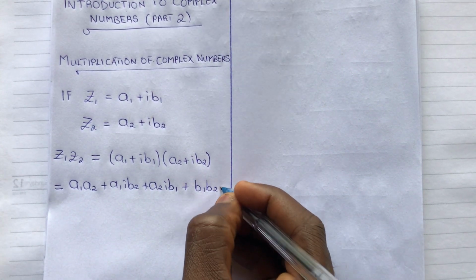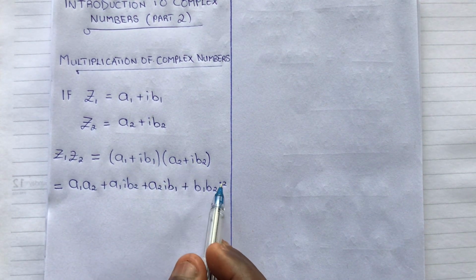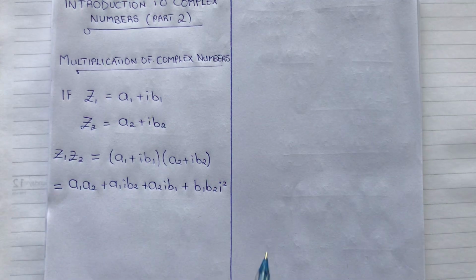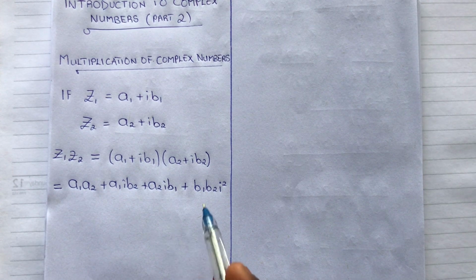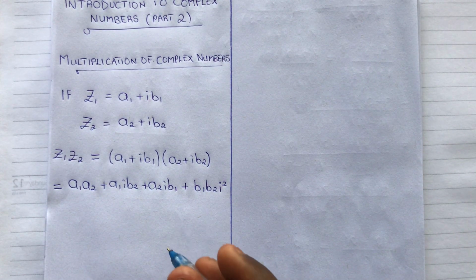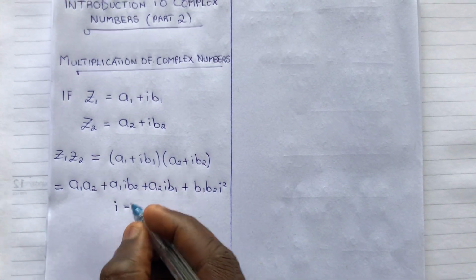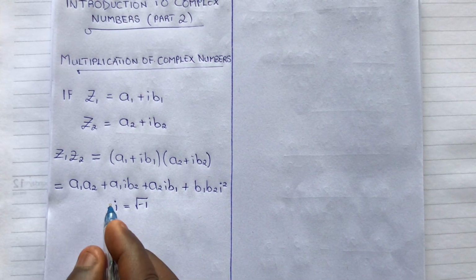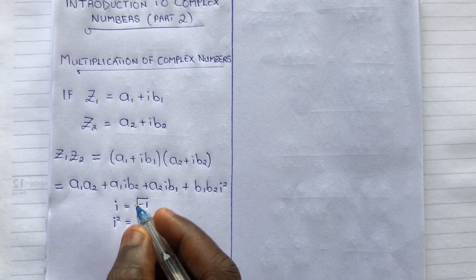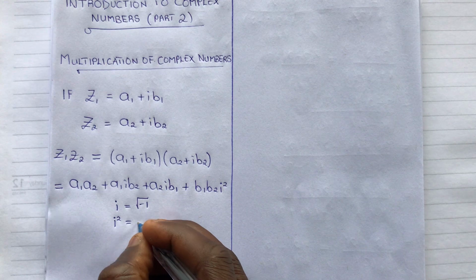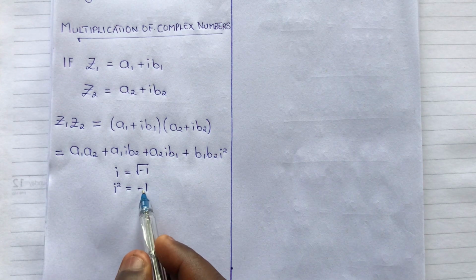B1 B2 i squared. We know that there is i here and i here, and i times i gives us i squared, and then B1 B2. In the introduction video, part 1, we studied that i squared is the same as -1. In the beginning we learned that i, the complex notation, represents the root of -1. So when we square it, i squared takes care of the square root, giving us -1. Wherever we see i squared, we can substitute -1.